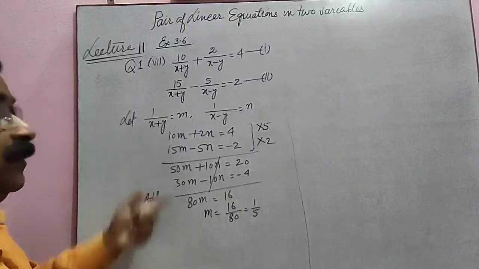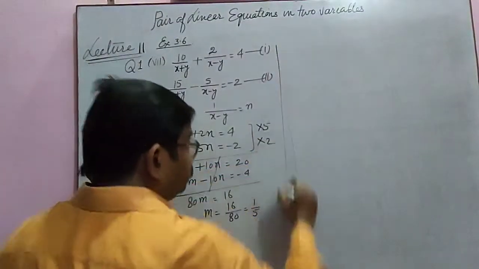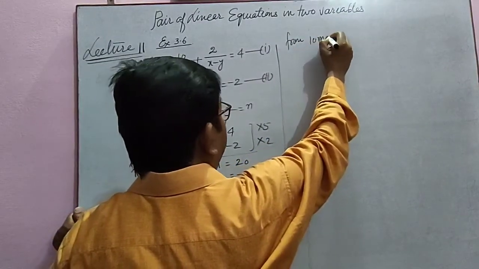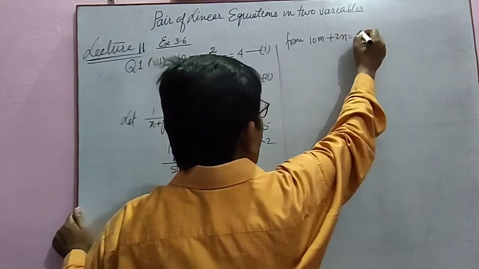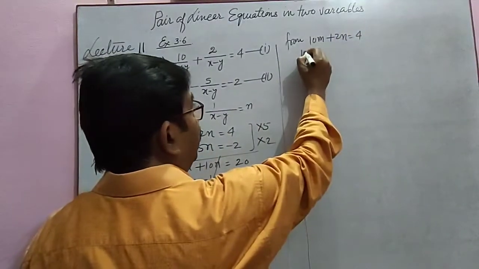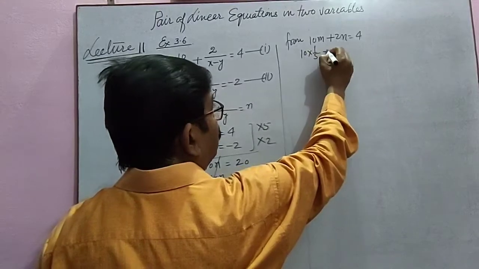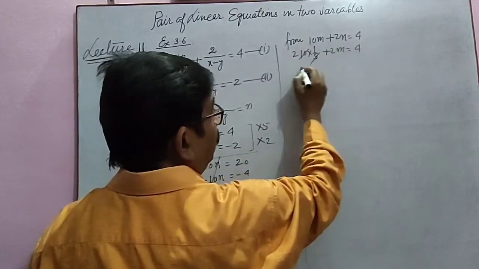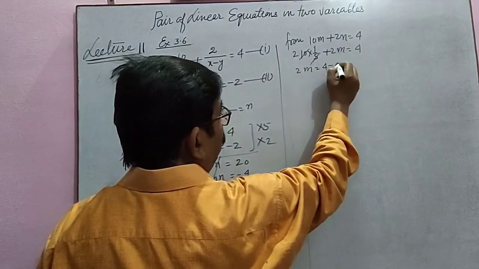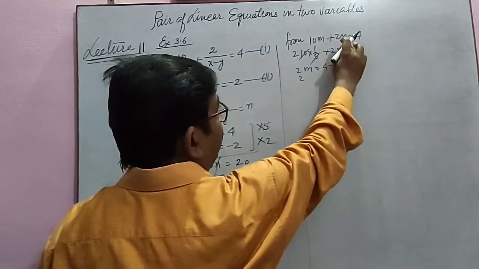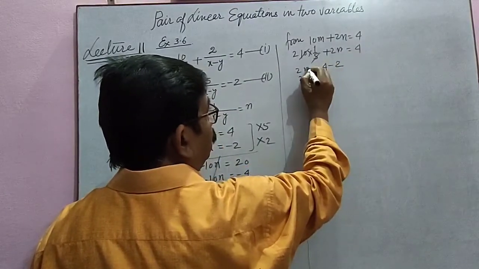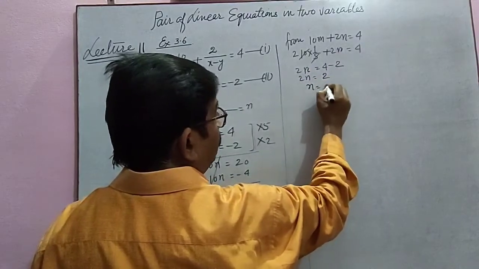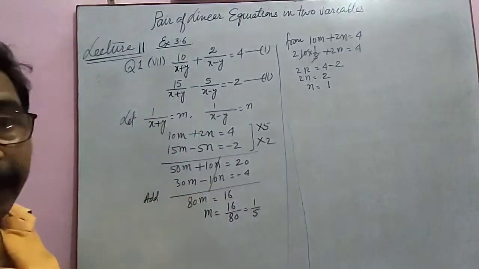Now write the value of m in any of the equations. From 10m plus 2n is equal to 4, write the value of m. 10 into 1 upon 5 plus 2n is equal to 4. 5 twos are 10. Send this to the other side, 2n is equal to 4 minus 2, so 2n is equal to 2. So n is equal to 1. We have got the values of m and n.